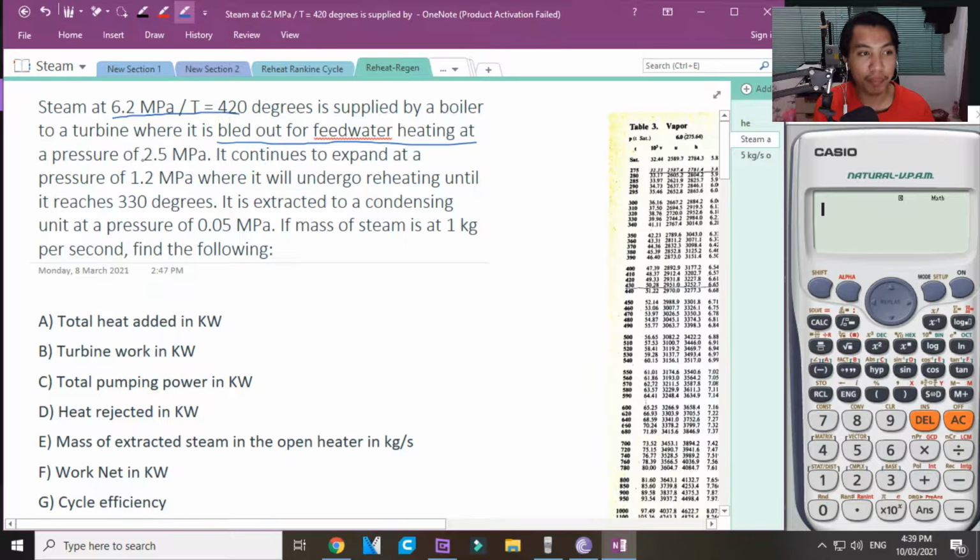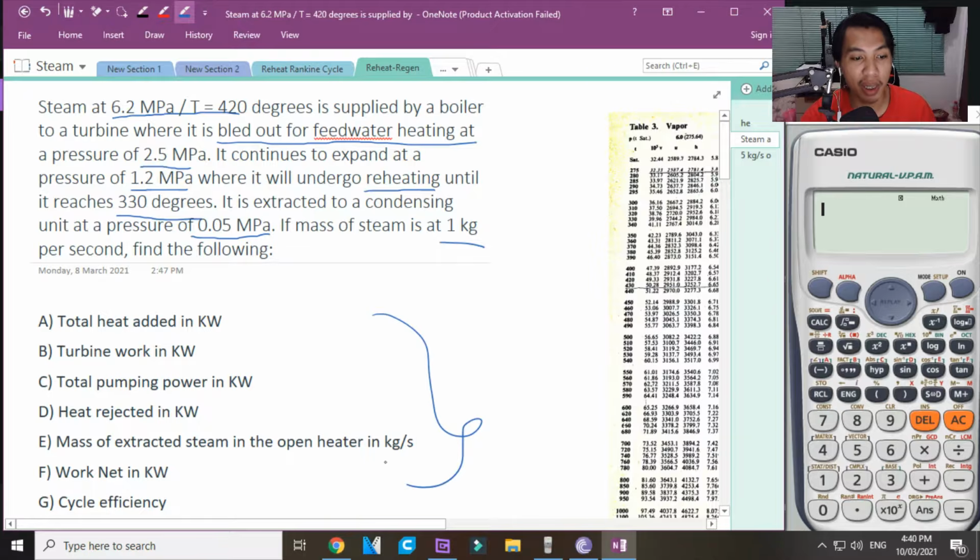At a pressure of 2.5 MPa. It continues to expand. So, after feed water heating, it expanded pa pagdating ng iyong turbine. So, it expanded at the pressure of 1.2 MPa where it will be extracted again and undergo reheating. Kailangan alam mo yung mga keywords dyan. Until it reaches 330 degrees. It is extracted to a condensing unit of 0.05 MPa. If mass is at 1 kg per second, find the following parameters.